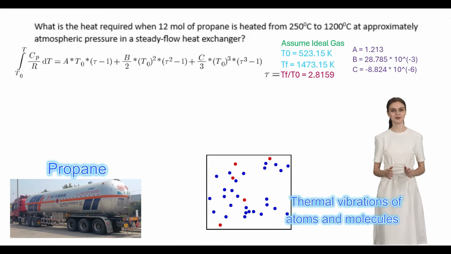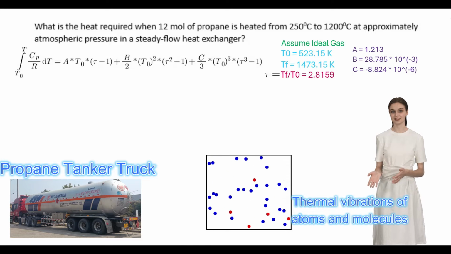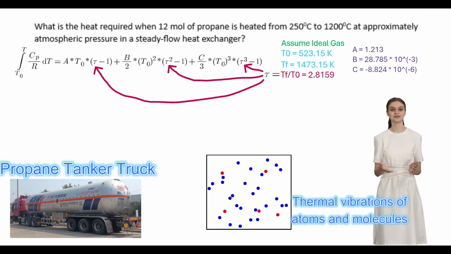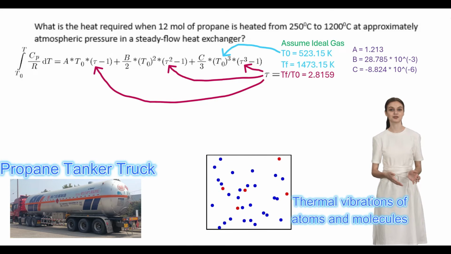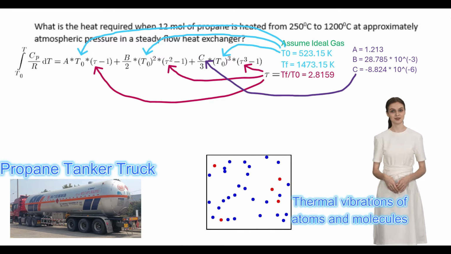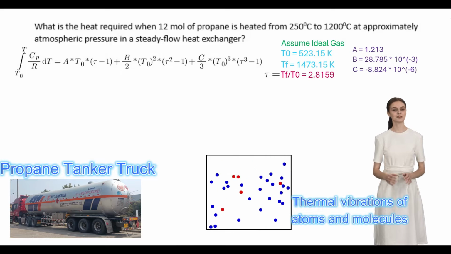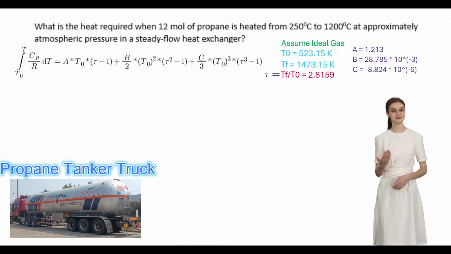The tau variable is the ratio of the final temperature over the initial temperature. This value plugs into all three parts of the function. Likewise, the initial temperature plugs into all three parts of the function. Finally, the values from the table can be inserted into the function. Let's solve the function one part at a time.